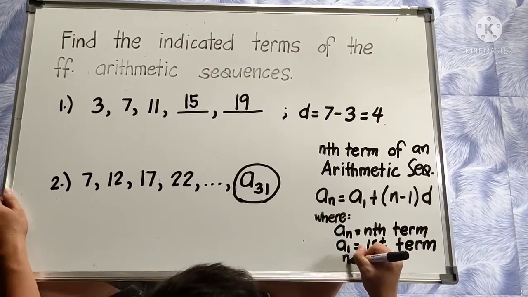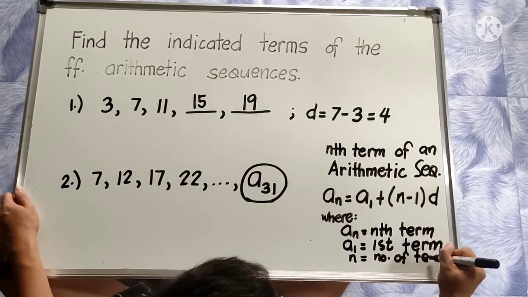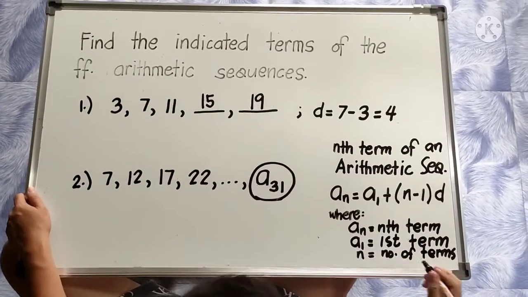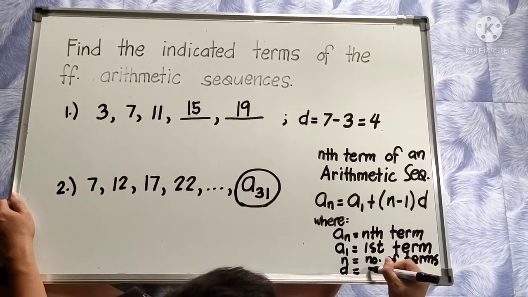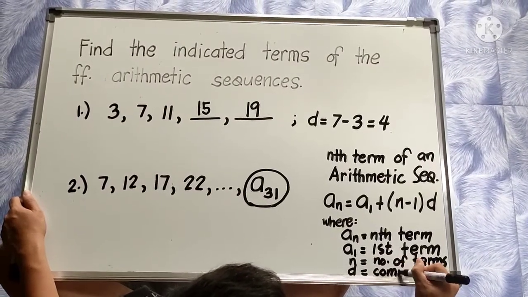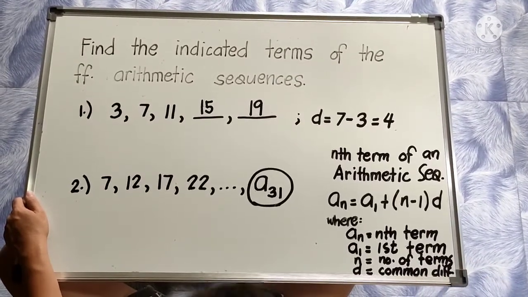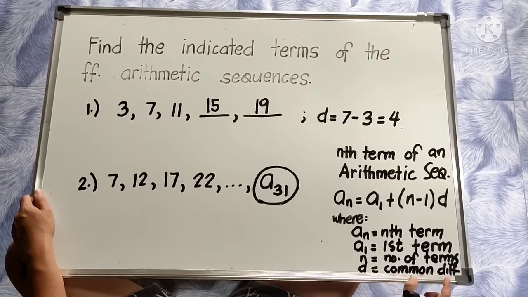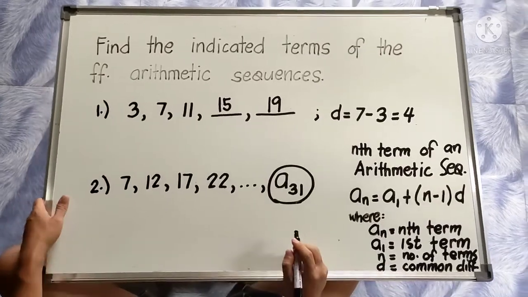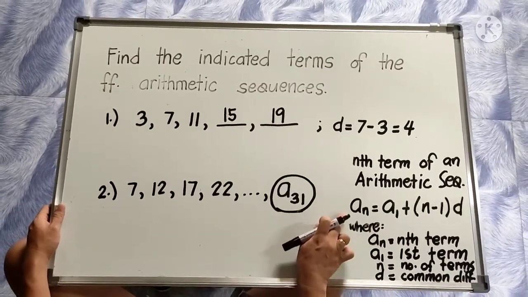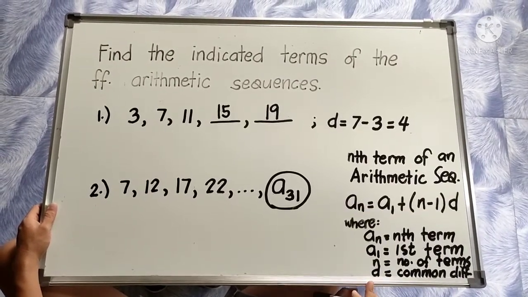Then n is the number of terms, and d is the common difference. Okay. So, again, your a sub n is the nth term, your a sub 1 is the first term, your n is the number of terms, and your d is the common difference.